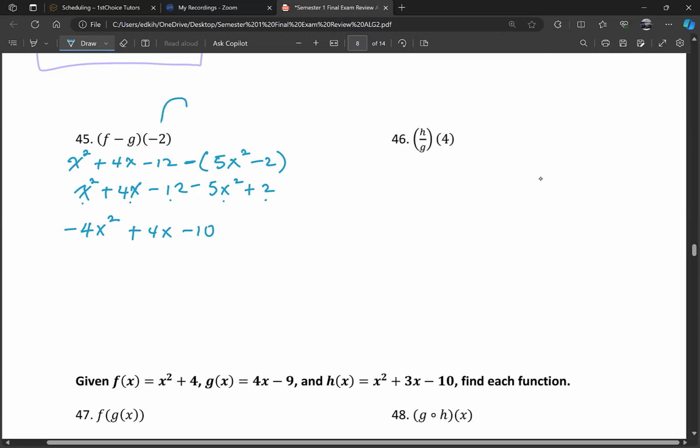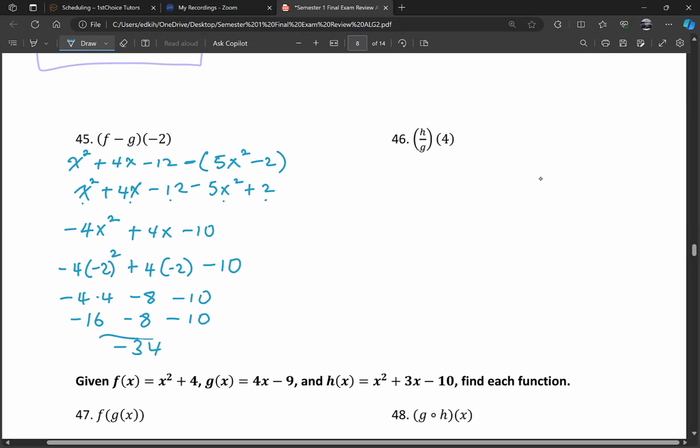Once you've done that, it's telling you, give me that of negative 2, which simply is fancy language for plugging negative 2 into all your x values. So this will be negative 4, plug in negative 2 squared, plus 4 times negative 2 minus 10. Again, these are instructions. Do that first and then plug in the number next to it. Using algebra, I'll just plug this into your calculator. This will be negative 4 times 4 minus 8 minus 10. So negative 16 minus 8 minus 10. Negative 24 minus 10 is negative 34 as your final answer.